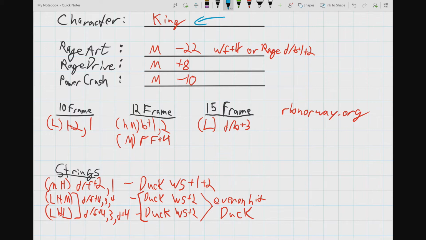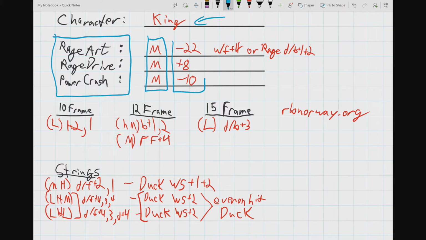As we first talked about in the video, we have a breakdown of the Rage Art, the Rage Drive, and the Power Crush. I always say at what hit level it's at. With King, they're all mid, so it doesn't matter, but some people have high Rage Arts, some people have low Rage Arts, and same thing with Rage Drives, and some Rage Drives are strings, some Rage Drives are punishable, and that's where these negative and positive numbers are. These are just tracking frames to tell us what we should do, and if it's in the ambiguity range, I even say what decision or what punish we should do.